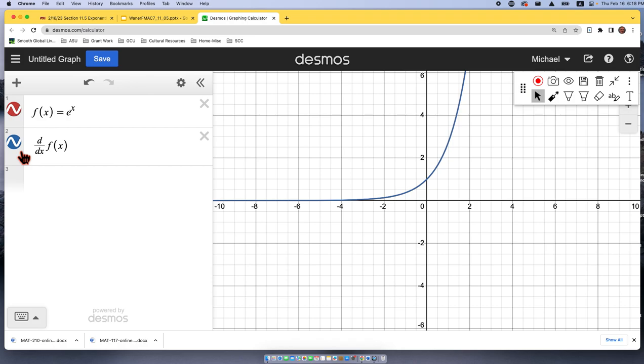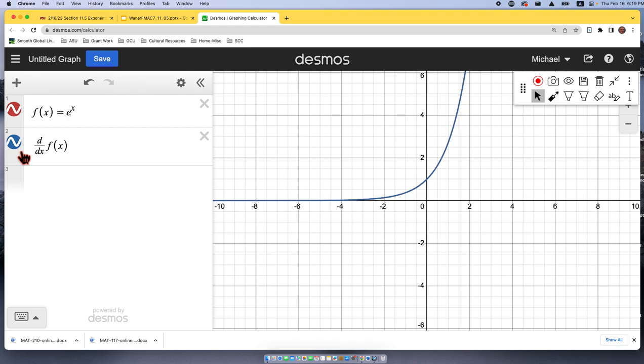But notice how they're pretty simple. Derivative of natural log, 1 over x. Derivative of any other log, 1 over x times natural log of the base. E to the x, derivative is e to the x.